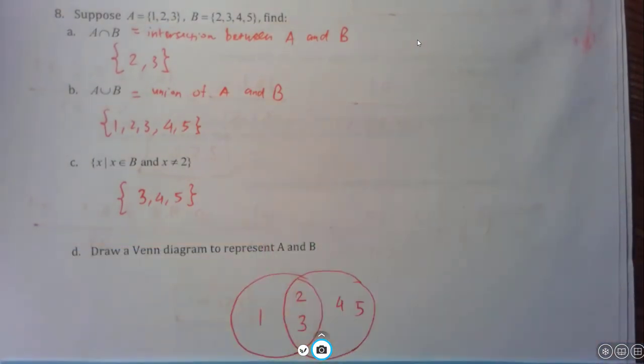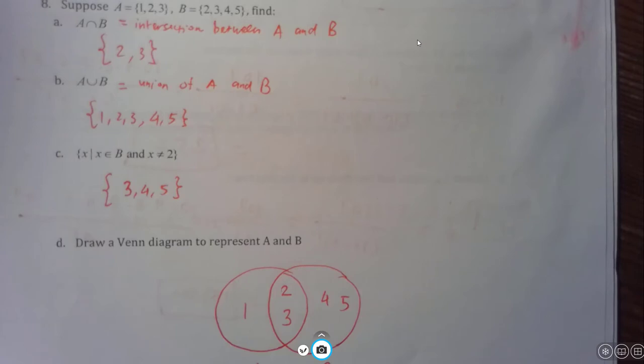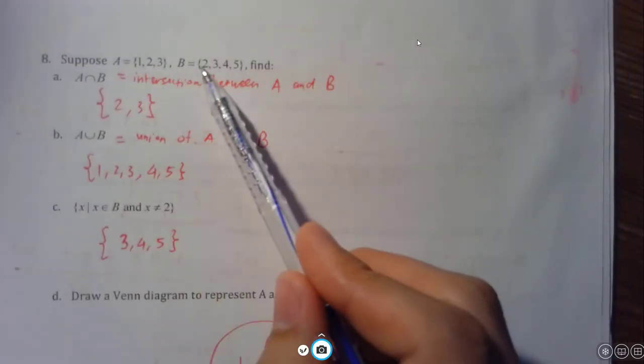And then draw the Venn diagram. Simple, right? So we know that 2 and 3 are in the middle between A and B. This stands for A, this stands for B. 2 and 3 are in the middle because here we know that set A has 1, 2, 3, right? And 2, 3, 4, 5 is for B. So we know B here has 2, 3, 4, 5.